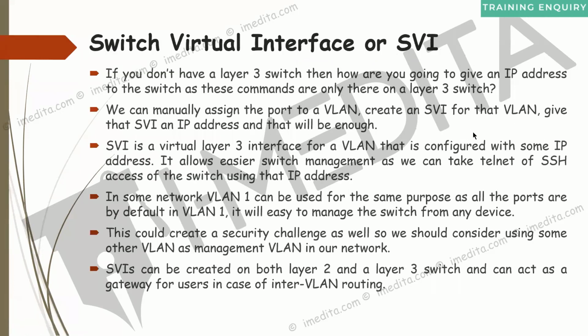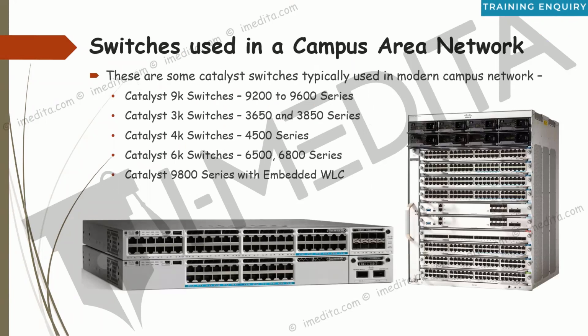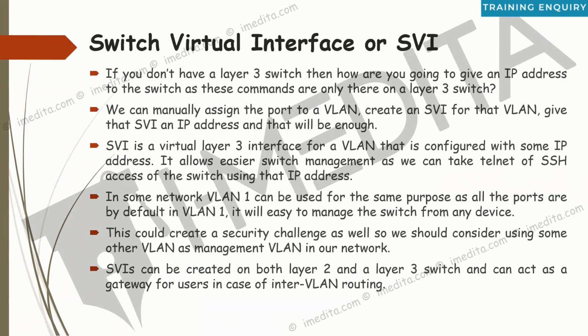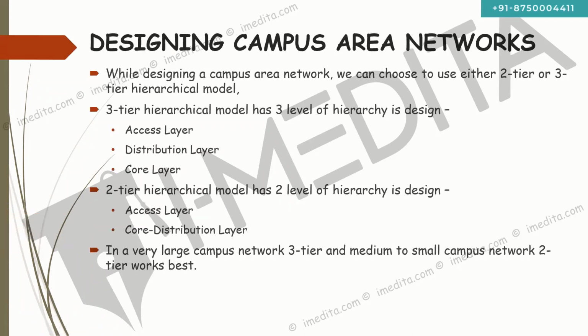Now, we have already talked about these different types of switches that we have in our network. We have Catalyst 9000 series switches, Catalyst 3000 series switches, 4000, 6000, and other series switches. Now, when it comes to designing a campus area network, when it comes to building a campus area network, what options do we actually get? That we have to talk about now. So when we want to design the campus local area network, how are we going to design it?